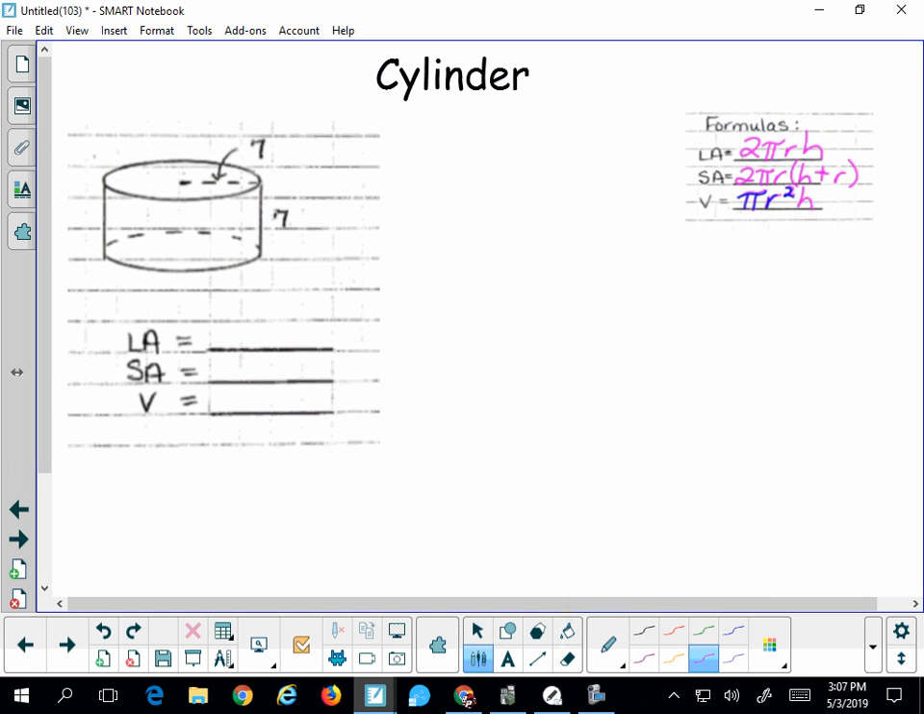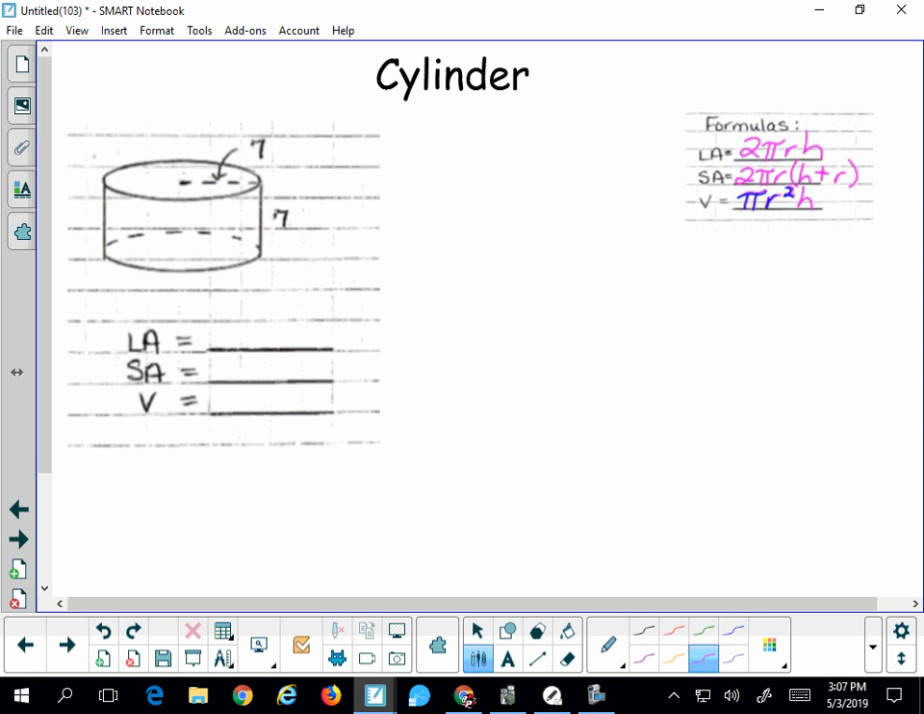Hello class, and welcome to the second video in this series. This one is calculating the areas and the volume of a cylinder. So we have two areas for this one. The first one will be the lateral area, and then the surface area, and then the volume.